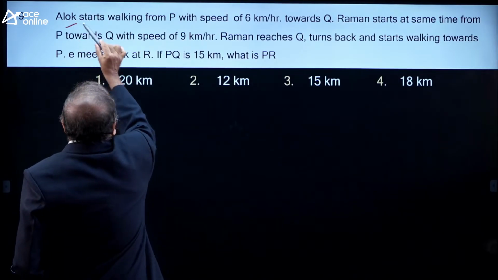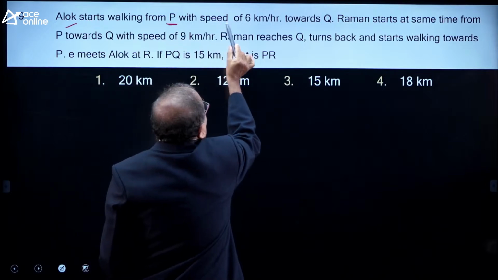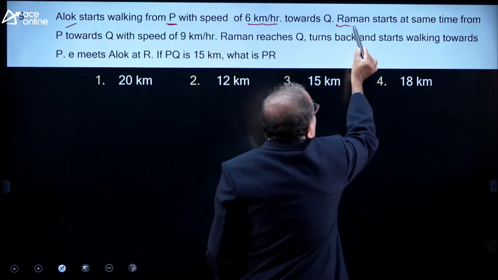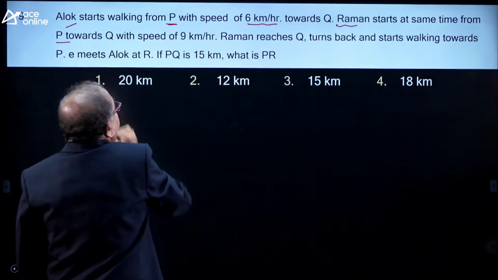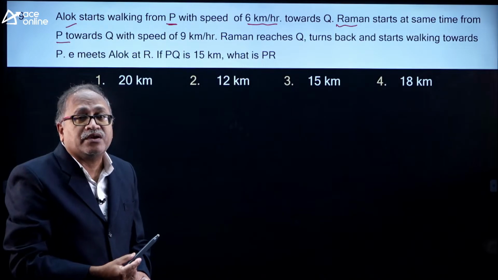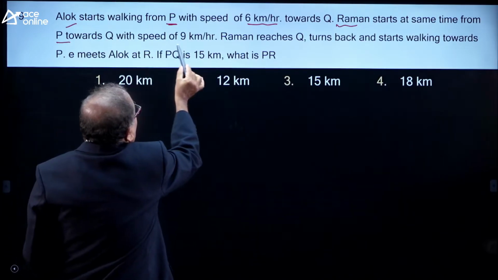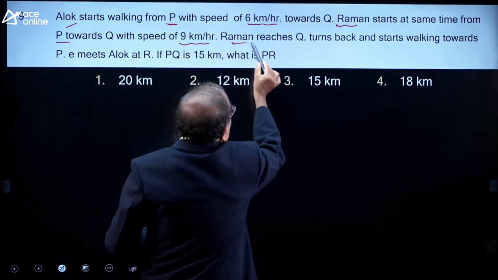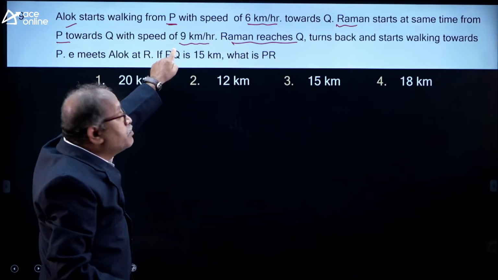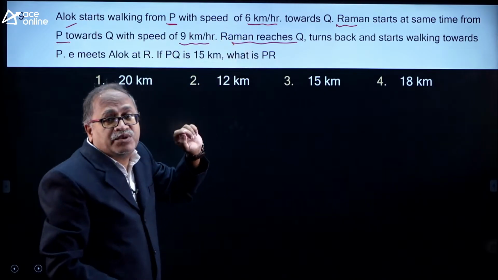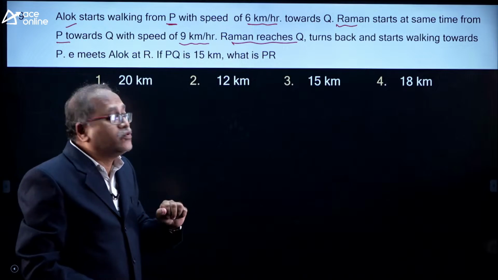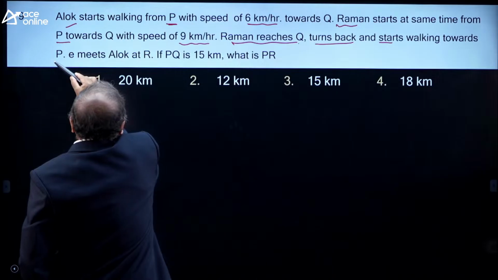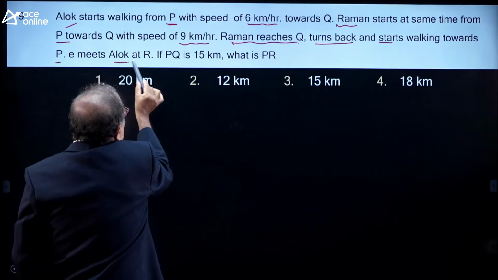Now, Alok starts walking from P with a speed of 6 km per hour towards Q. Raman starts at the same time from P. Both of them have started from P towards Q, Raman with a speed of 9 km per hour. Raman's speed is 9 km per hour, whereas Alok's speed is 6 km per hour. So, obviously, Raman will reach first. So, Raman reaches Q and turns back and starts walking towards P and meets Alok at R.